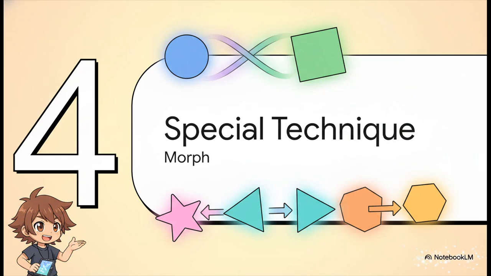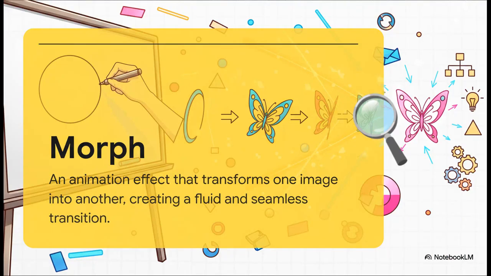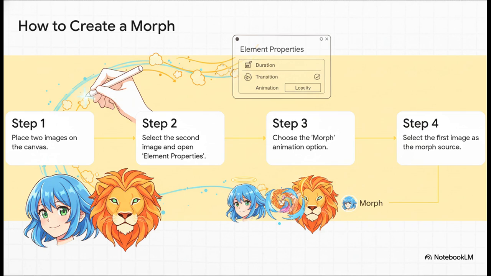Okay, get ready. We're about to cover a technique that will instantly make your animations look and feel so much more professional. We're talking about making one object seamlessly transform into another. So what is morphing? It's this super powerful visual effect, where instead of one image just disappearing and another one popping up, the first image literally reshapes itself into the second one. It's an absolutely incredible tool for showing an evolution or a connection between two different ideas. And the best part? It's surprisingly simple to set up.